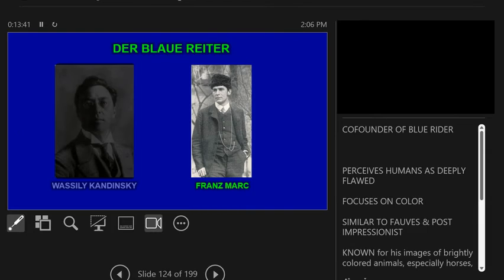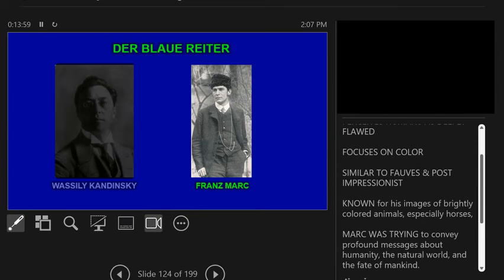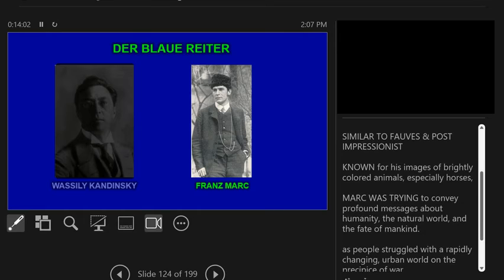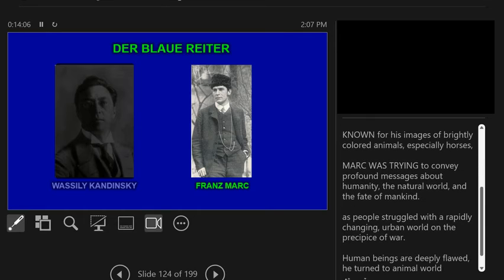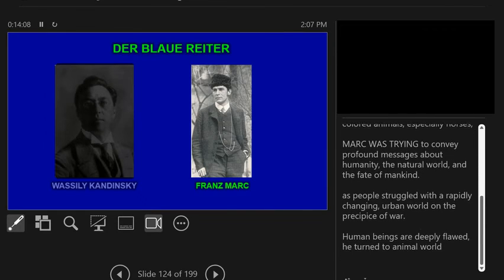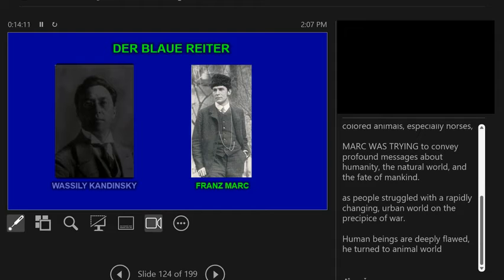All right, now on to our other Blue Rider, which is Franz Marc, this dapper guy in the cool hat. He's the co-founder of Blue Rider, and he perceives humans as deeply flawed. His focus in his art is on color, similar to the Fauves and the post-impressionists. He's known for his images of brightly colored animals, especially horses. Marc was trying to convey profound messages about humanity, the natural world, and the fate of mankind. As people struggled with a rapidly changing urban world on the precipice of war, they were becoming more and more anxious. And so, human beings being deeply flawed, he turns to the animal world.